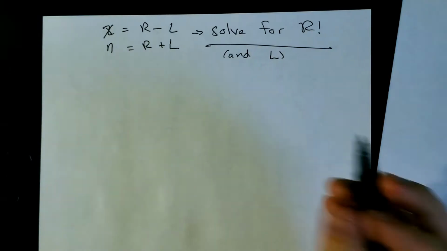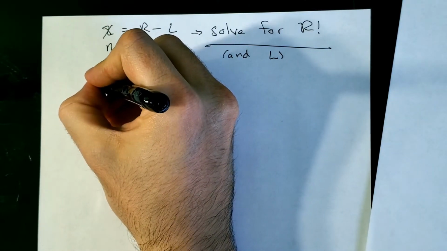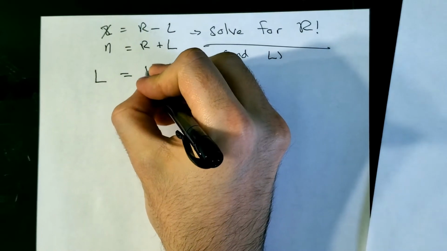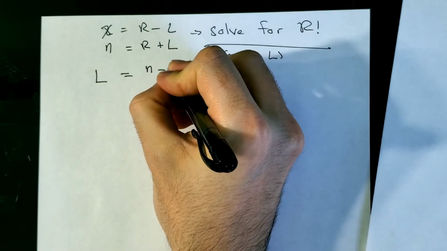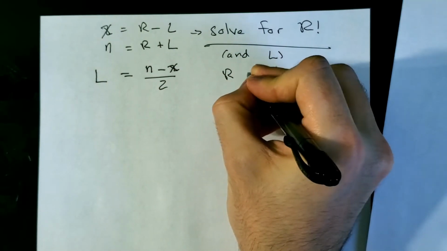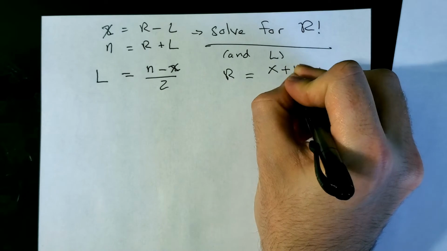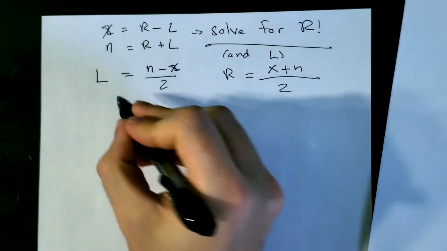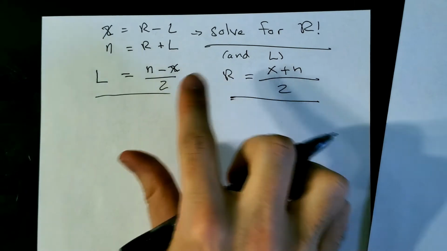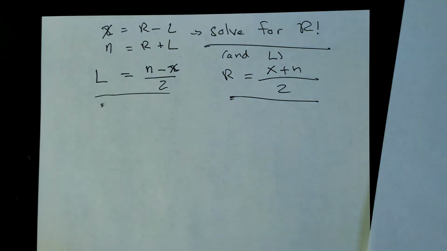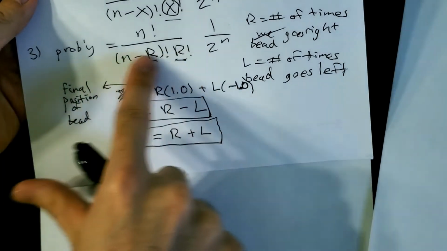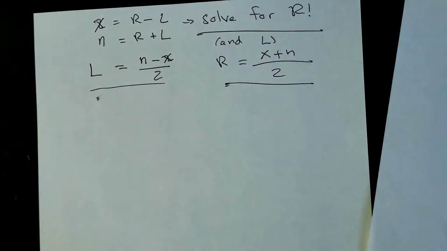We can do that. If you do that, and I'm just going to fast forward through this a little bit, the number of lefts is equal to little n minus little x over 2, and capital R is equal to x plus n over 2. Okay, so we have these two equations that define the number of rights and the number of lefts that a bead will take as it falls. So what I can do is plug that r straight into the equation for probability here, and I will do that. But I want to do something real quick.